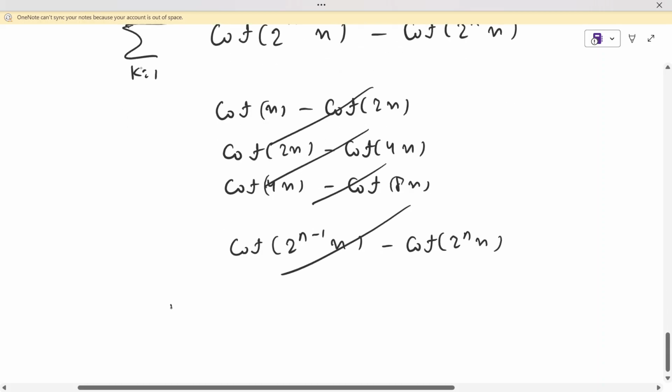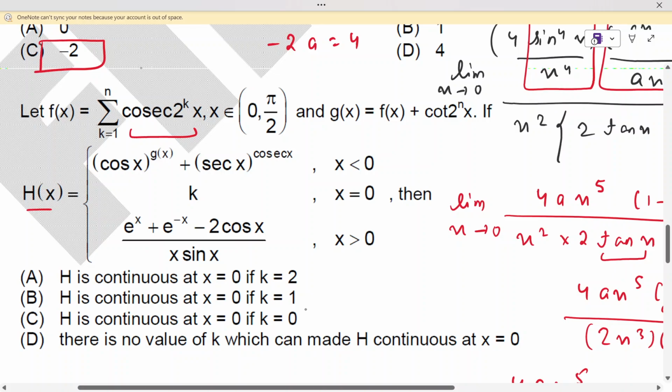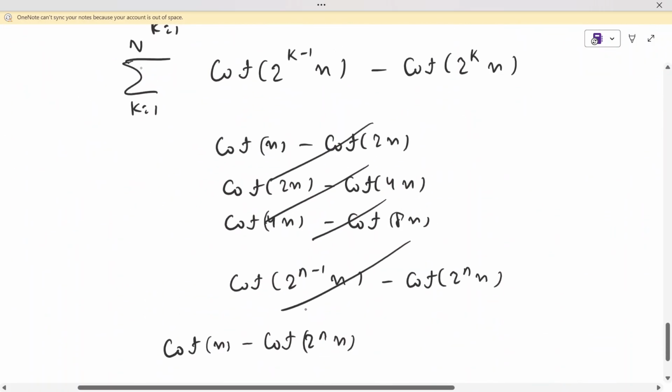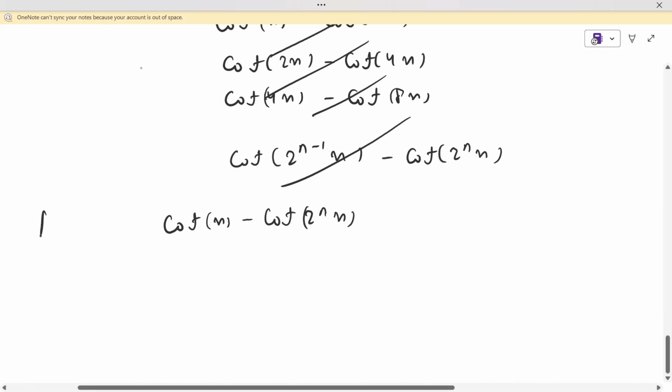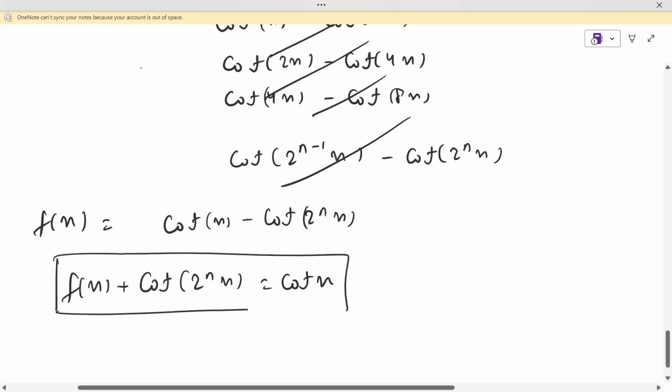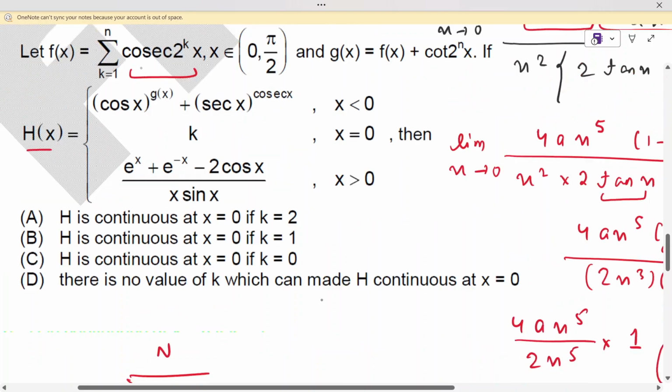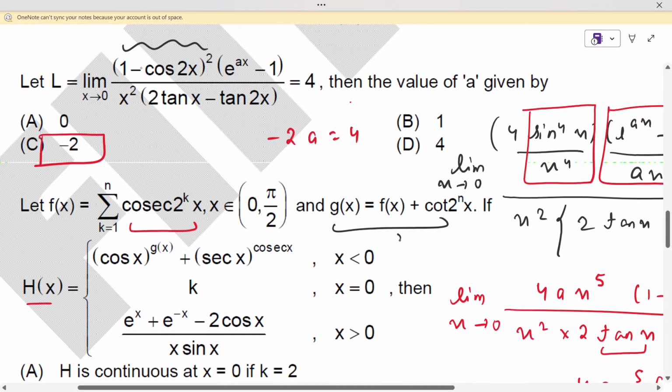Now we have actually what? cot x minus cot(2^n x). And that should be equal to what? f of x, right? Fine. Now we have f(x) plus cot(2^n x). That should be equal to what? cot x. Clear? f(x) plus cot(2^n x). So this g(x) is none other than cot x.